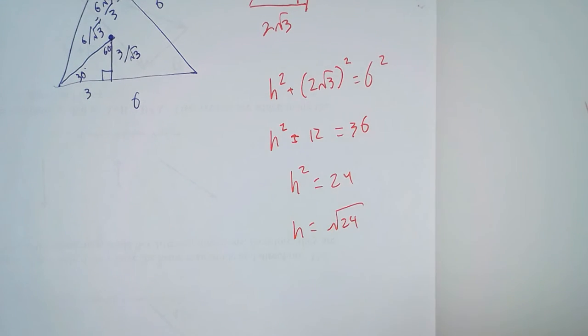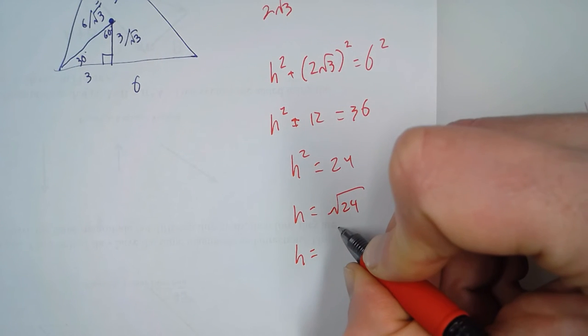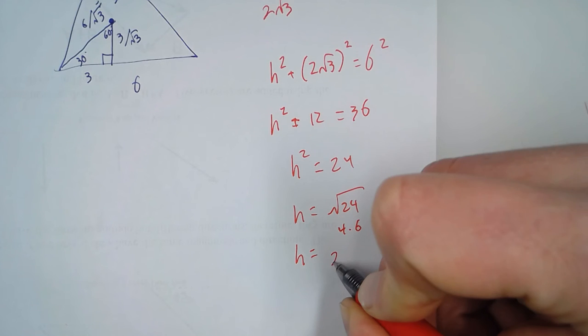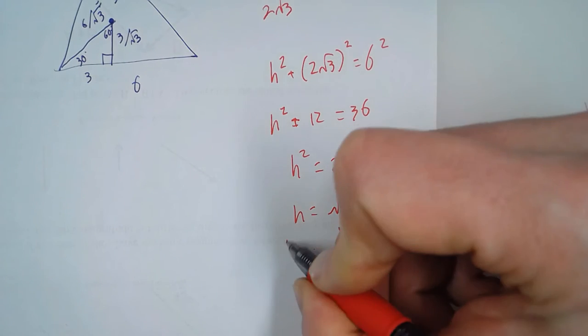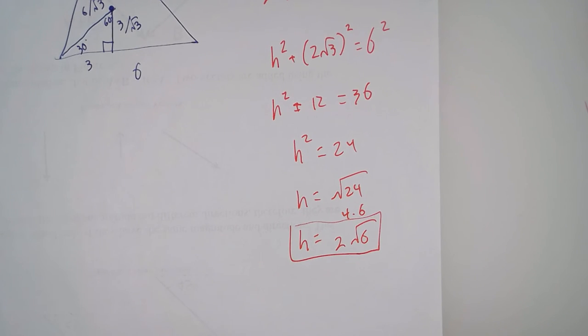Now we can't take the square root of 24, but we can break that up into 4 times 6. So we get 2 radical 6. And there's our answer. And we're done.